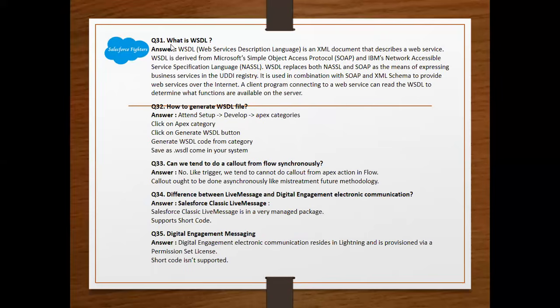Next question: what is WSDL? WSDL is Web Services Description Language. It is an XML document that describes a web service. SOAP is derived from Microsoft's simple object access protocol, along with IBM's network access and Service Specification Language, NASL. WSDL replaces both NASL and SOAP as a means of expressing business services in the UDDI registry.